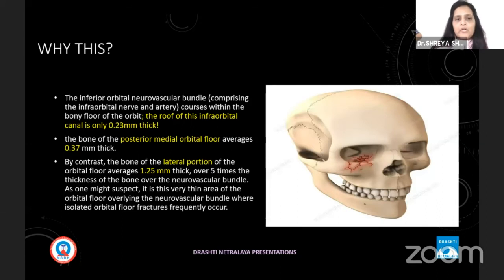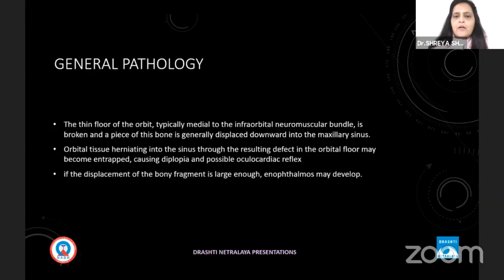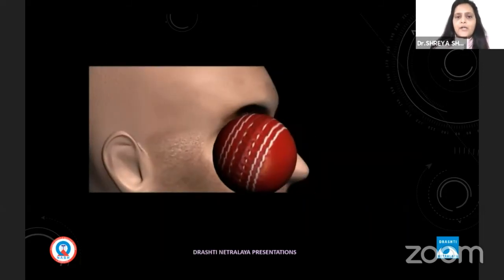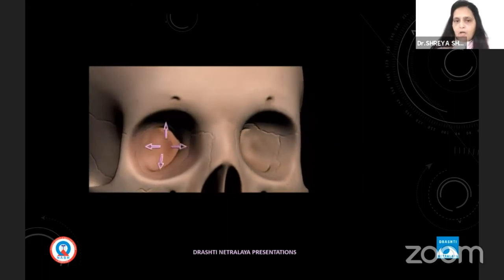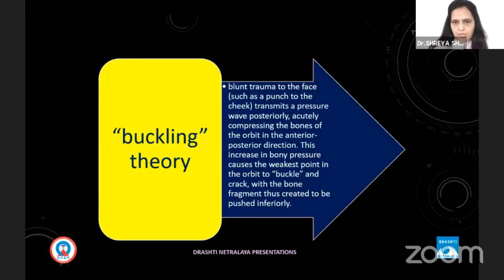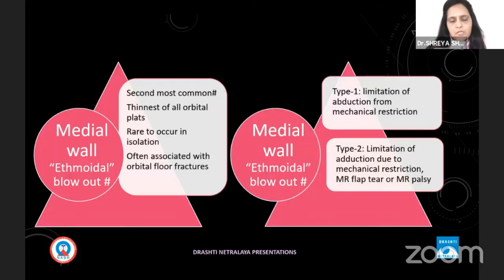But why is the floor damaged? Because of the 0.23 millimeter thick roof of the infraorbital canal, and even simple trivial trauma can cause damage to the floor and herniation. So there are 2 theories. Hydraulic theory: when an object bigger than the orbital rim hits the eye, it causes the floor fracture because of increased intra-orbital pressure. The second is buckling theory, where direct pressure can cause the rim to be damaged and cause the infra-orbital fracture.